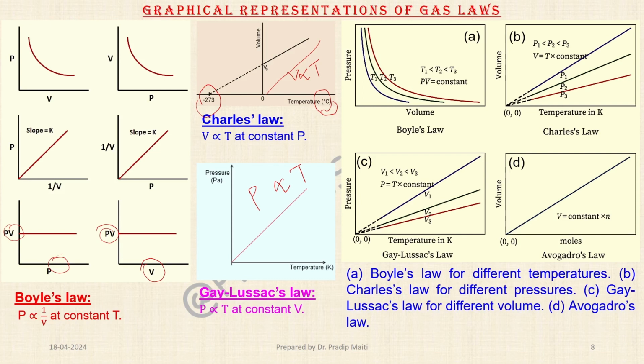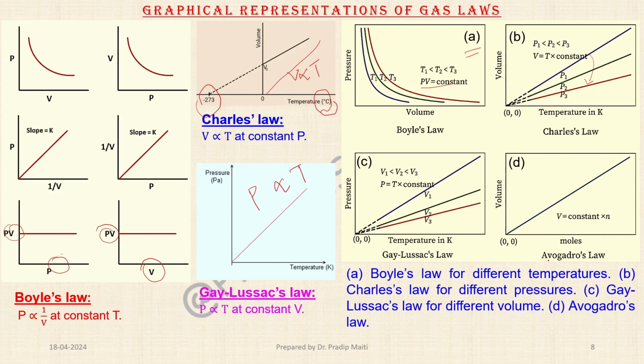Figure A represents Boyle's law for different temperatures. If we increase the temperature, the graph will be like this, where PV equals a constant for Boyle's law. And for Charles' law, if we increase pressure, the graph will be like this. The slope of the graph decreases. And for Gay-Lussac's law, if we increase the volume, then also the slope decreases.